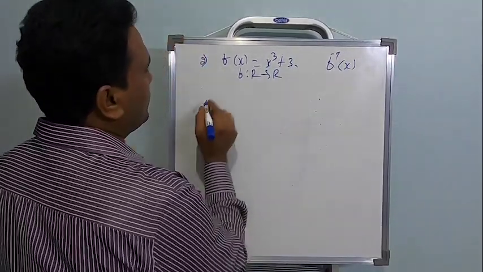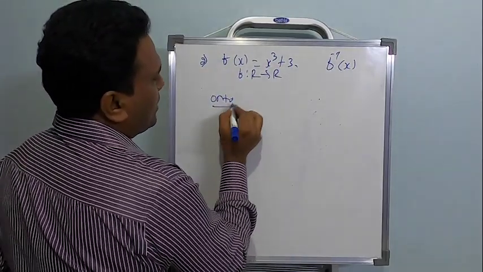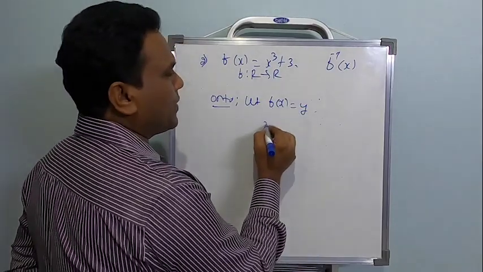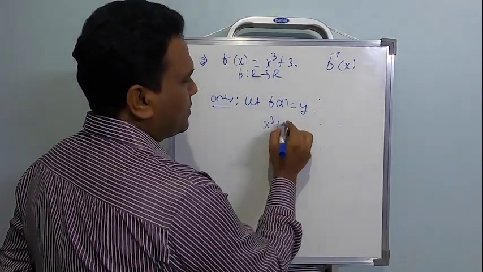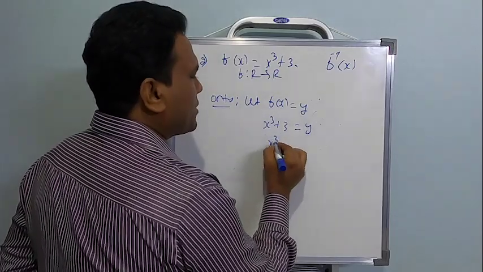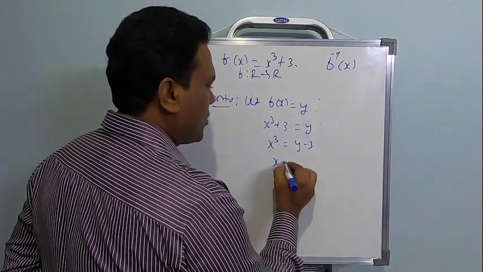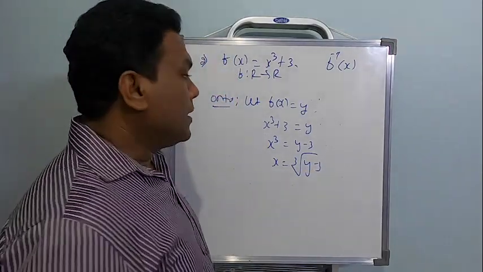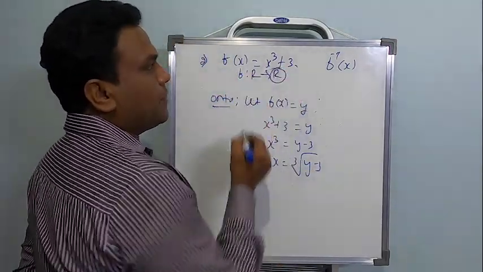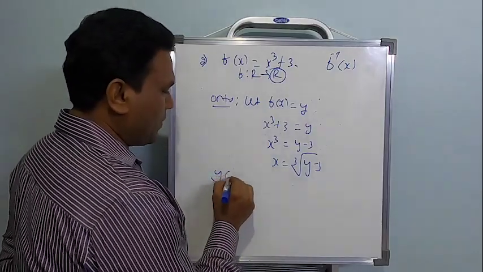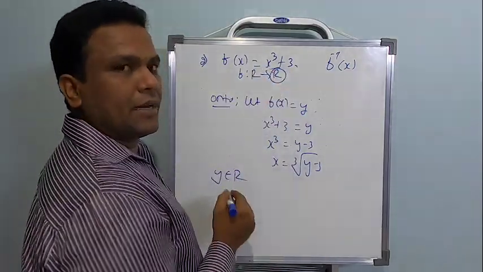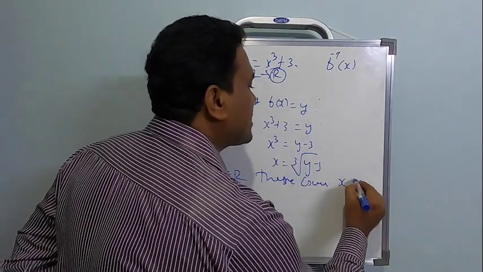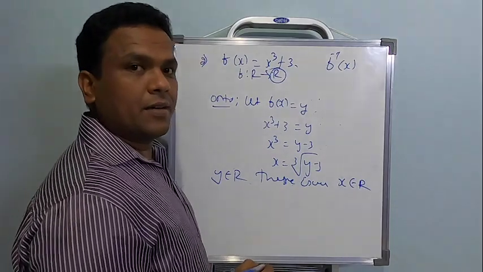Now how to check for onto? Onto, we know, should be checked by considering f of x equal to y. What is f of x? x cube plus 3 equals y, x cube equals y minus 3, or x equals cube root of y minus 3. Correct, right? So what happens is, for every element y that belongs to the codomain, there exists x that belongs to the domain.